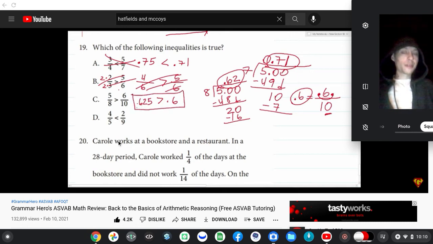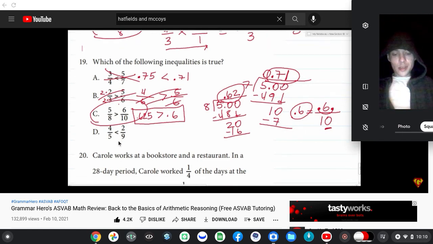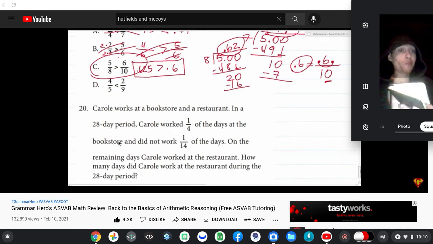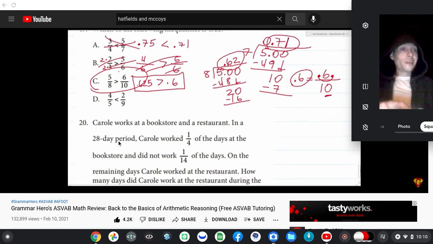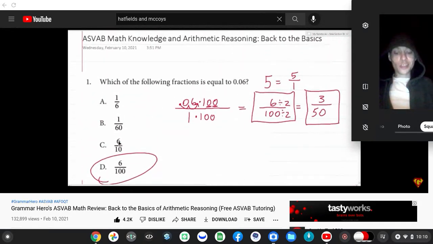And this is a true statement: 6.25 is greater than 0.6. So we want something that indicates the value here. This is from years ago that I wrote this down, and I knew exactly where to find it. I knew that it was greater than any of the other options.